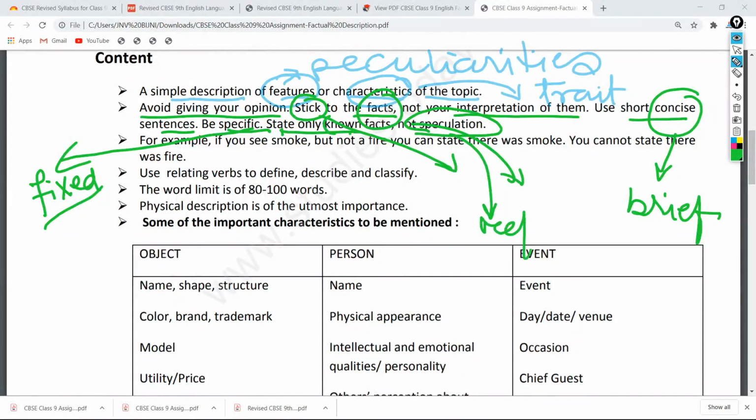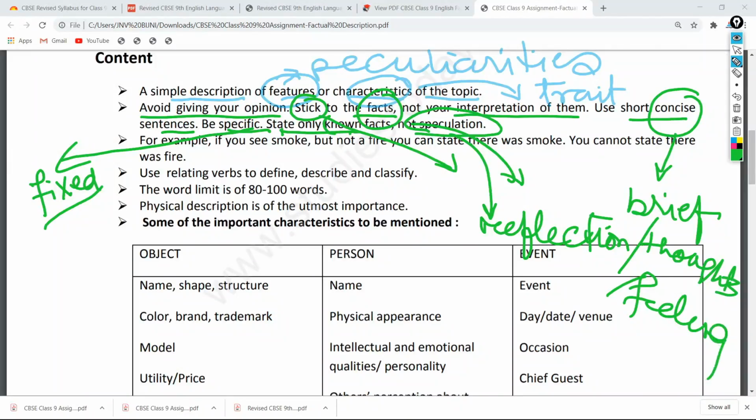Speculation means reflection or thought. T-H-O-U-G-H-T, thought. Or feelings. You do not tell about your feelings, about your thought or your reflection. You state or describe only the facts. Is it clear? Yes, sir.